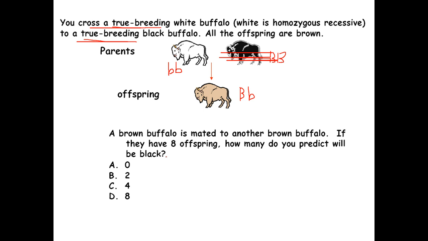So now it's asking you, what if you made the offspring that's heterozygous like this, right? Then it asks you if you have 8 offspring. So you just need to multiply everything by 2.